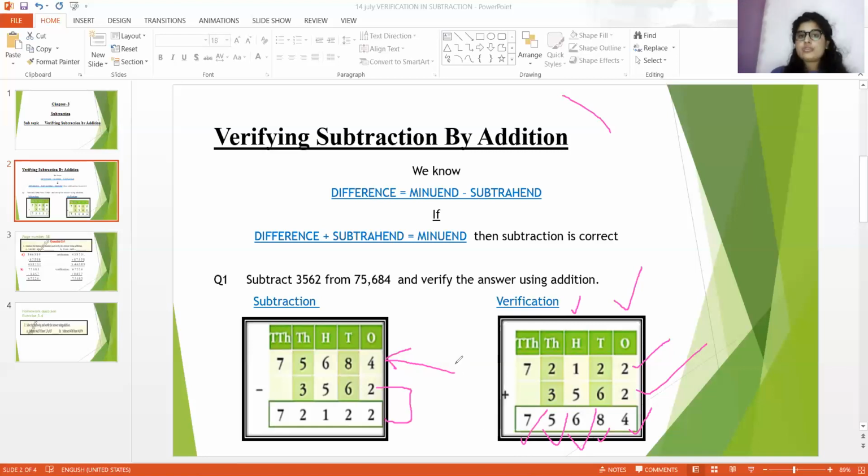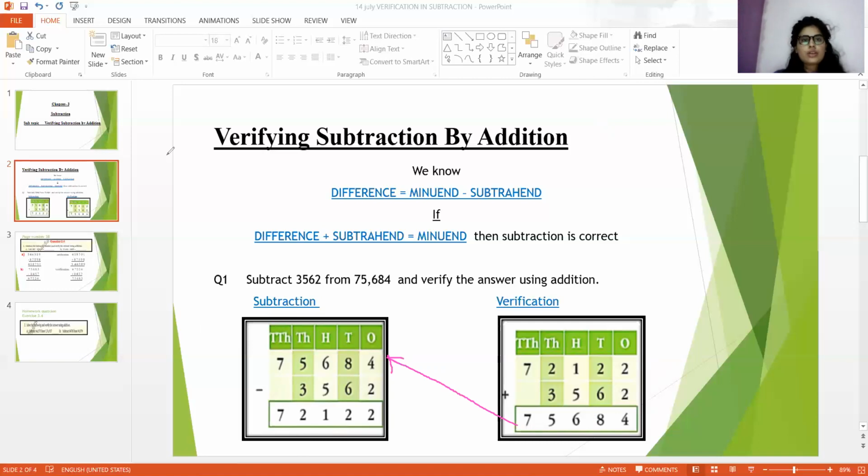Now just check that the addition of these two numbers is exactly the same as this number or not. Yes, check it now: 7, 5, 6, 8, 4. Yes, that means the addition of these two numbers is equal to this number. So that means the subtraction is correct. So the subtraction will be what?